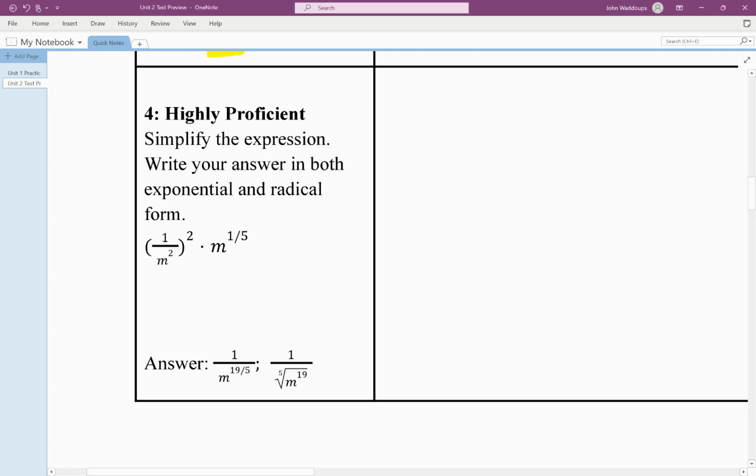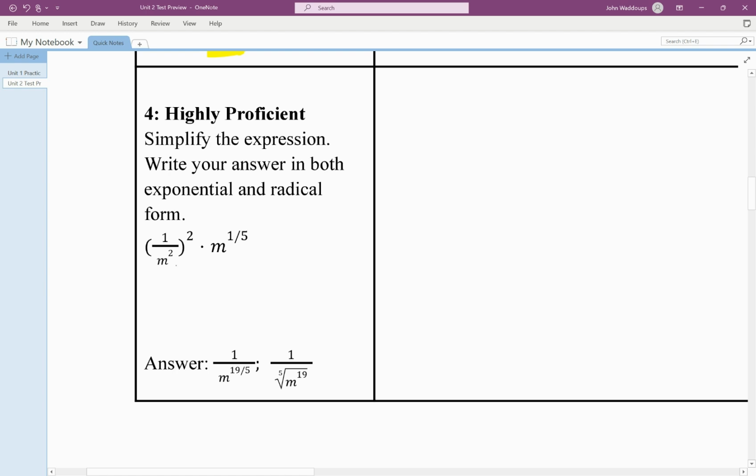Hi, welcome. This is a video on exponent properties, and this is at the level 4, the highly proficient level. They've asked us to simplify the expression. It says write your answer in both exponential and radical form. And so we have to do both. There's a bit to unpack here, but let's go ahead and look at this.